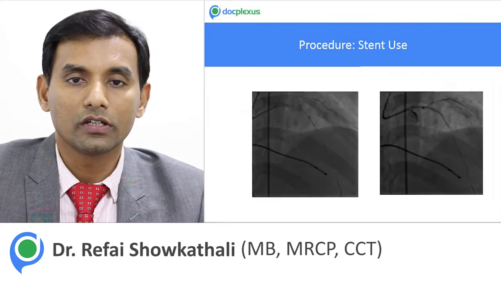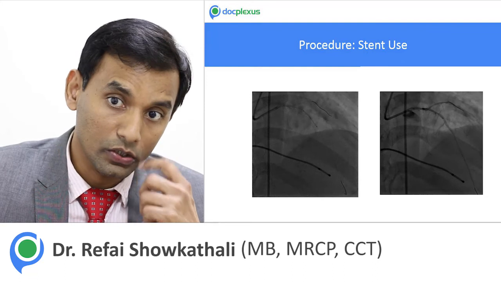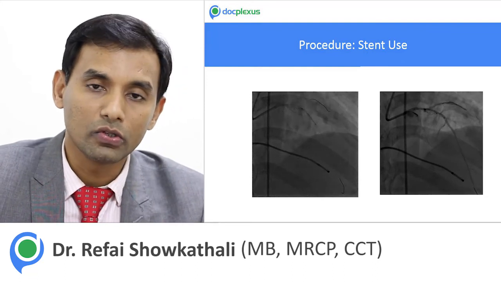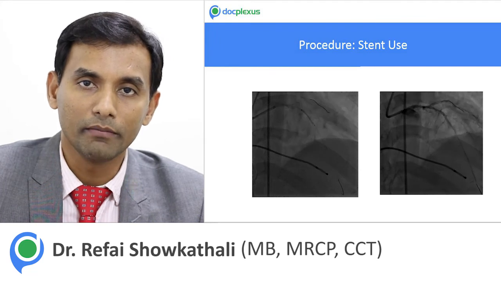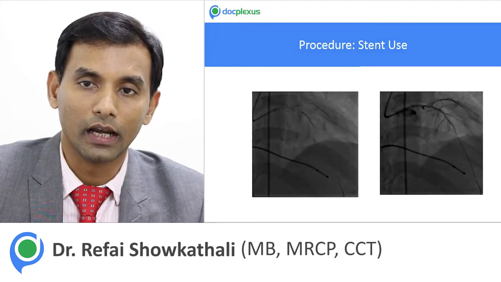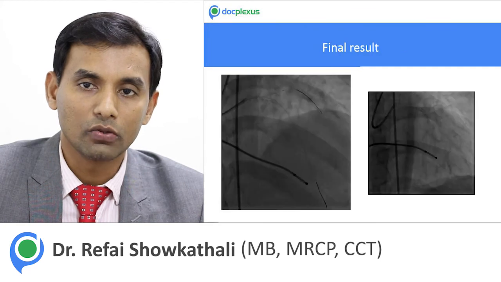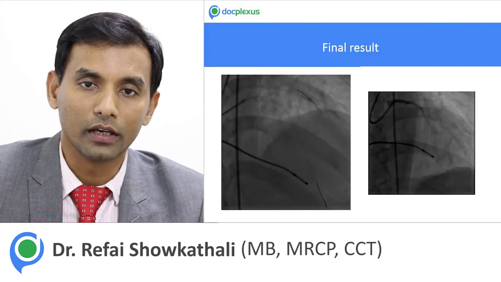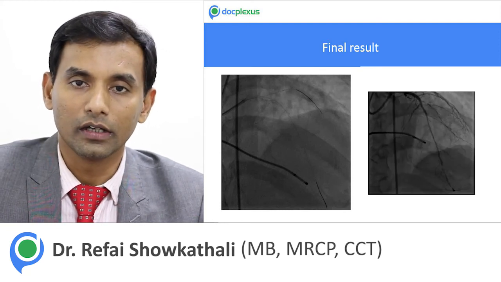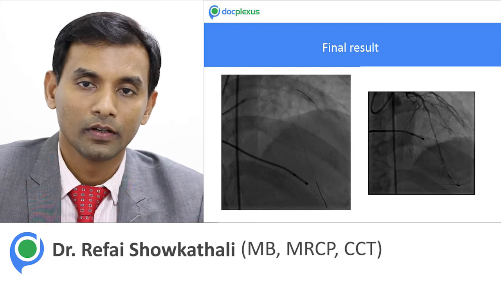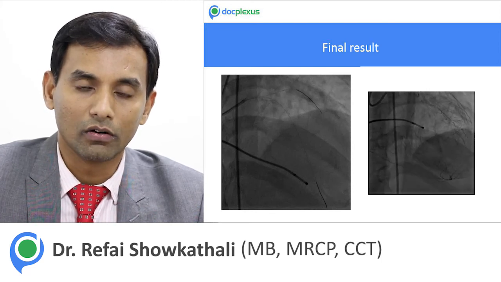Once we had the IVUS, we started deploying the stents. The first stent, a 2.75 by 38 millimeter stent, was deployed from the mid-LAD up to the proximal LAD. A next stent was deployed overlapping the first one, a 3 millimeter stent from the ostium of the left mainstem into the LAD at around 18 atmospheres. So this is the final result of the coronary angioplasty.